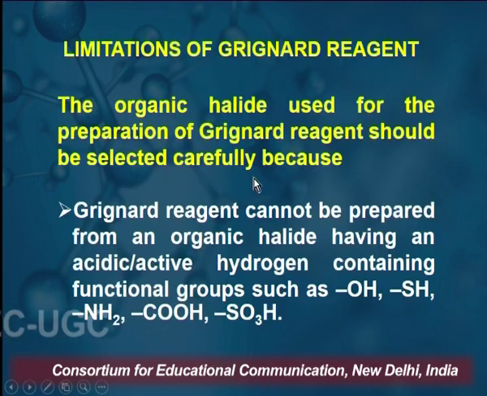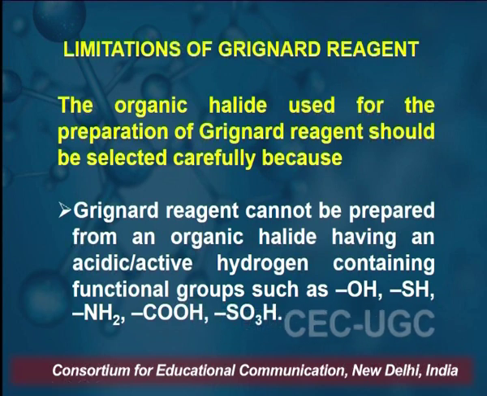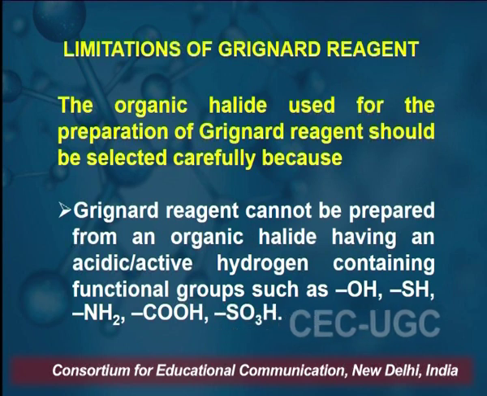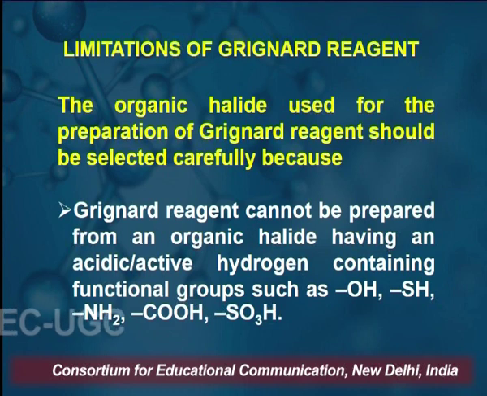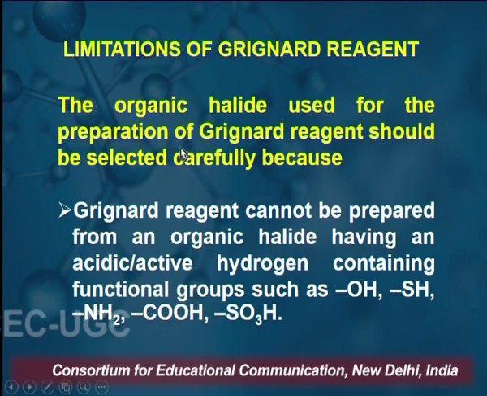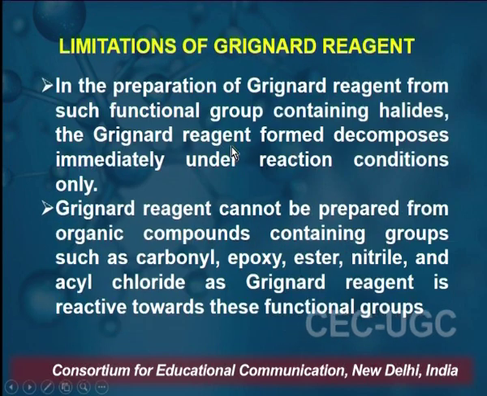Now, in the next slide, limitations of Grignard reagent. It is very important to note the limitations of Grignard reagent. The organic halide used for the preparation of Grignard reagent should be selected carefully, because Grignard reagent cannot be prepared from organic halides having an acid or active hydrogen containing functional group such as OH, thiol, amine, carboxylic acid and sulfonic acid groups. This we have already studied in one of the slides at the beginning.